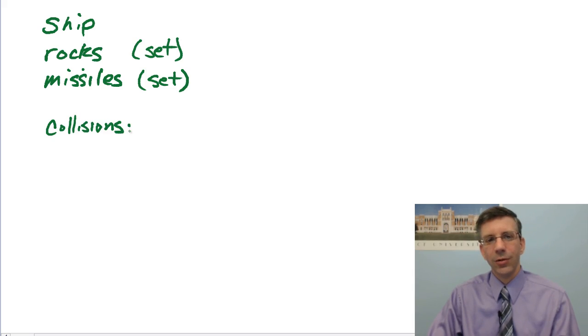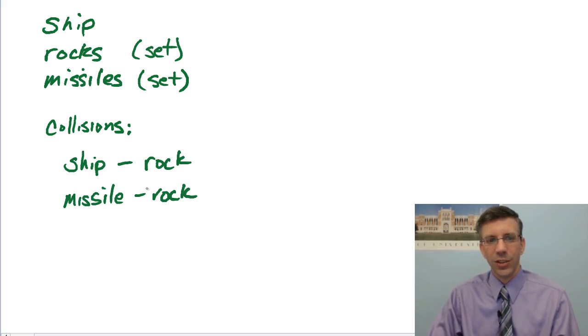All right, now what sort of collisions do I care about? Well, I care if the ship collides with a rock, and I care if a missile collides with a rock. If the ship collides with a rock, you die and lose a life. If a missile collides with a rock, the missile and rock explode and you get points. Okay. This is actually a little bit simpler because there's a single ship and you're checking against a set of rocks, where this is a set of missiles checking against a set of rocks.